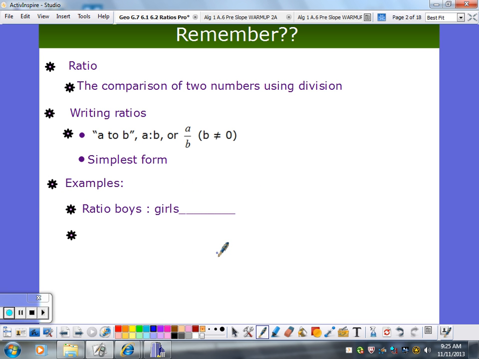Some examples here. So what is the ratio of boys to girls in this room? Oh, goodness. Somebody tell me, because I don't know. Boys to girls. Where do you get 1? How many boys? There's a girl. So 13 girls. How many boys? No, I've got 1 boy outside. How many boys do we have? 11.